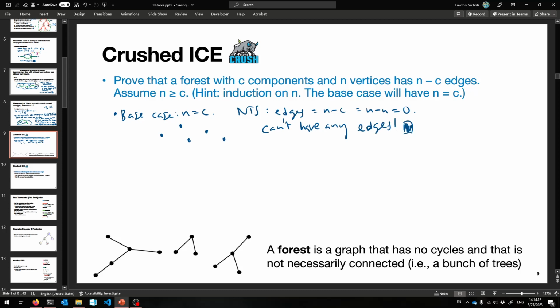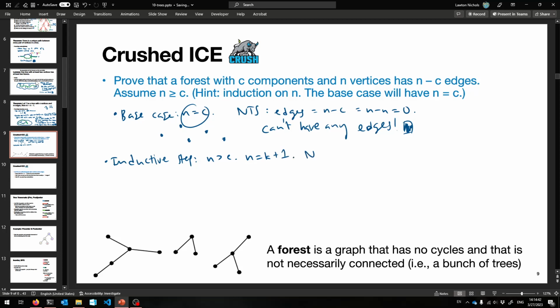The inductive step is, of course, harder. So in the inductive step, you have some number of nodes that's greater than the number of components. So at least you can double up. Some of these actually have multiple nodes in the tree. So n is greater than C first of all. Let's assume that n is equal to k plus 1, as we like to do.